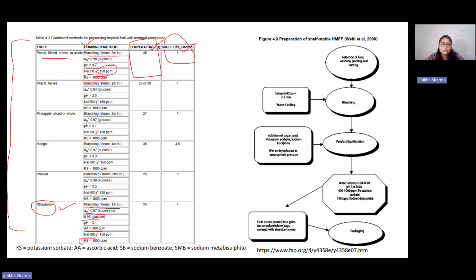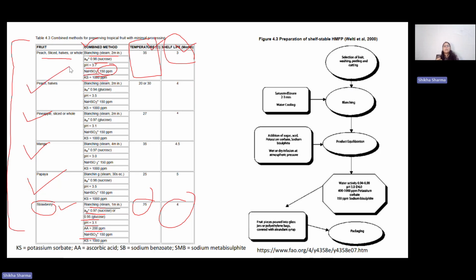Then sodium hydrogen sulfides 150 ppm, and the potassium sorbate around 1000 ppm. And we can keep these strawberries at around 25 degrees Celsius even for 4 months. So like these for papayas, for mangoes, for pineapple, sliced or whole papaya, and then peaches, like the half peaches.